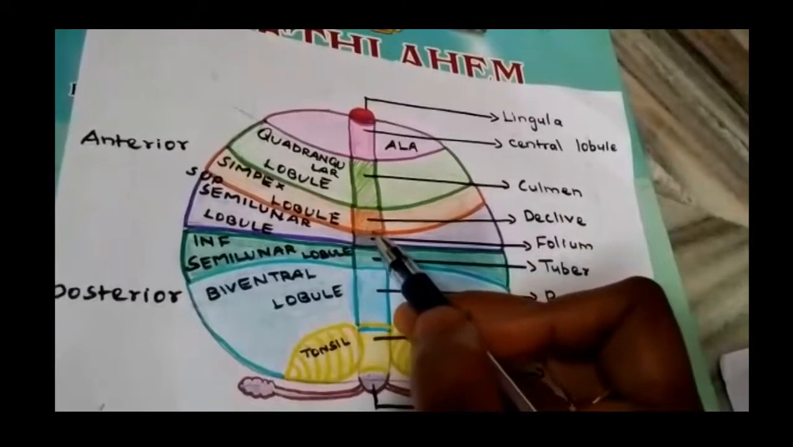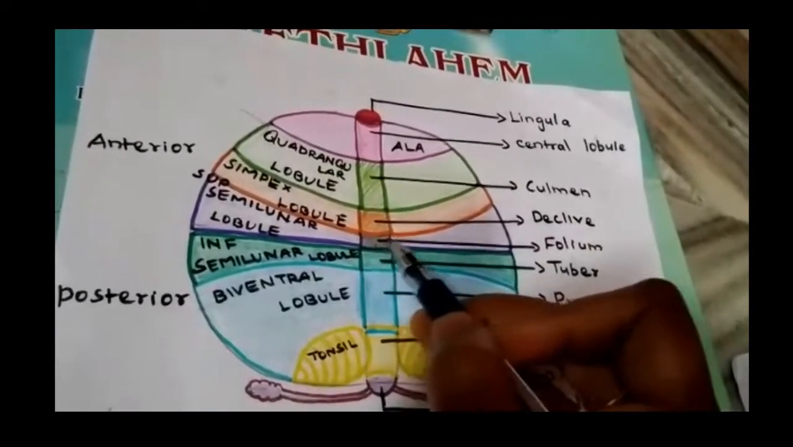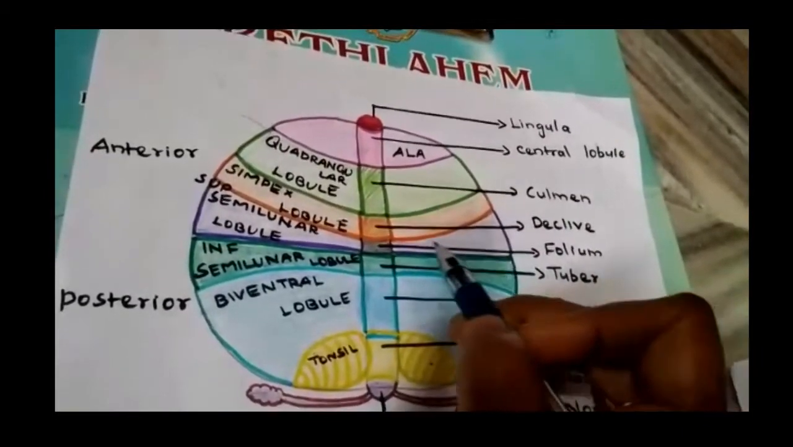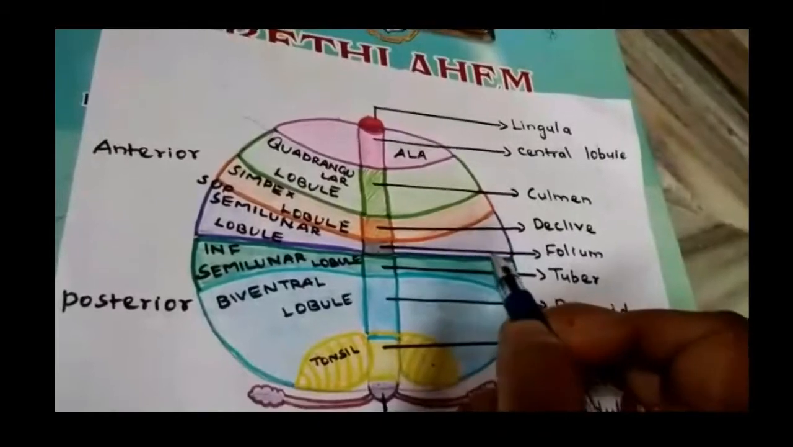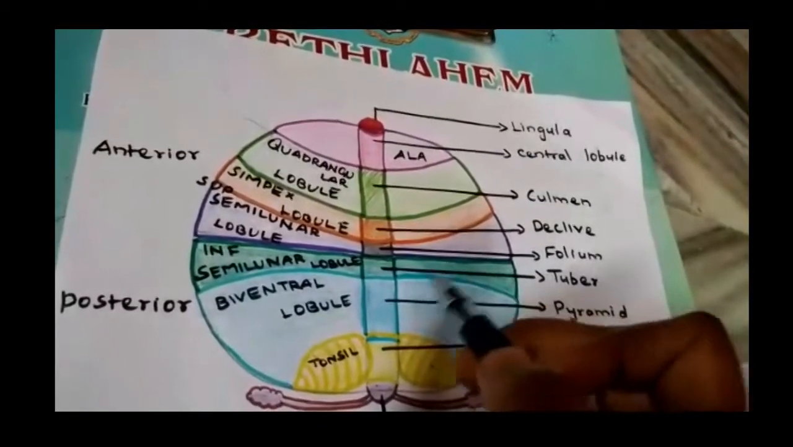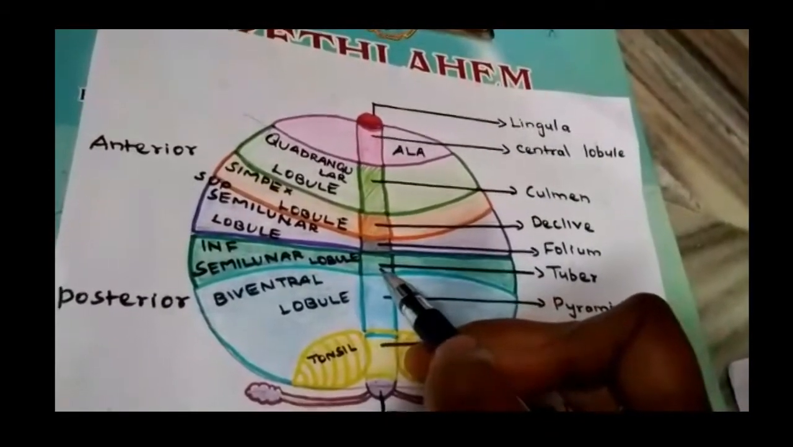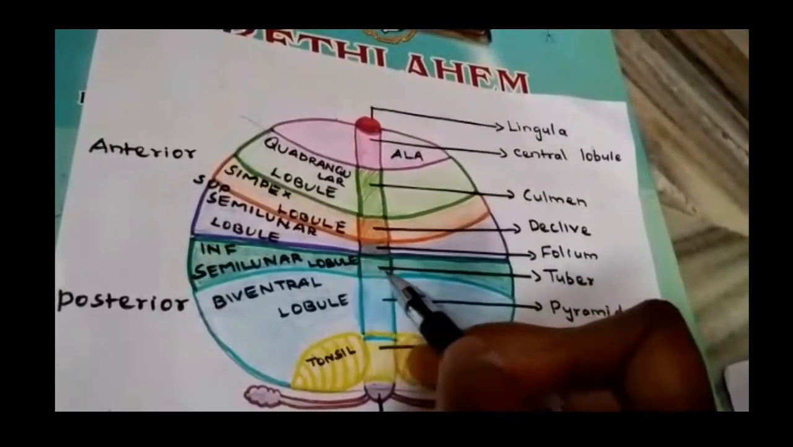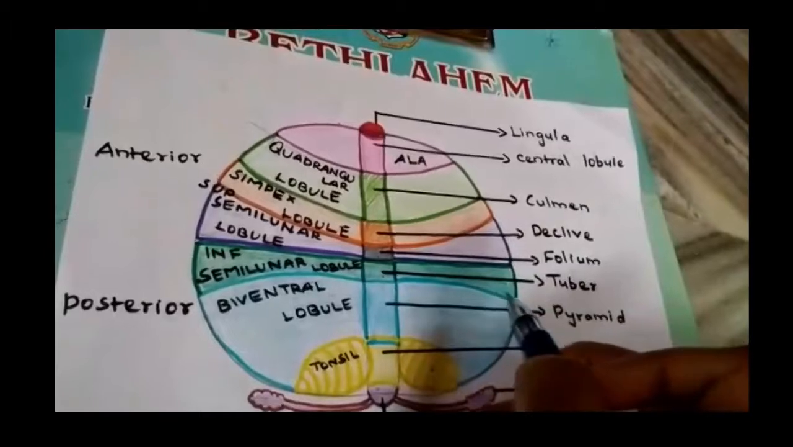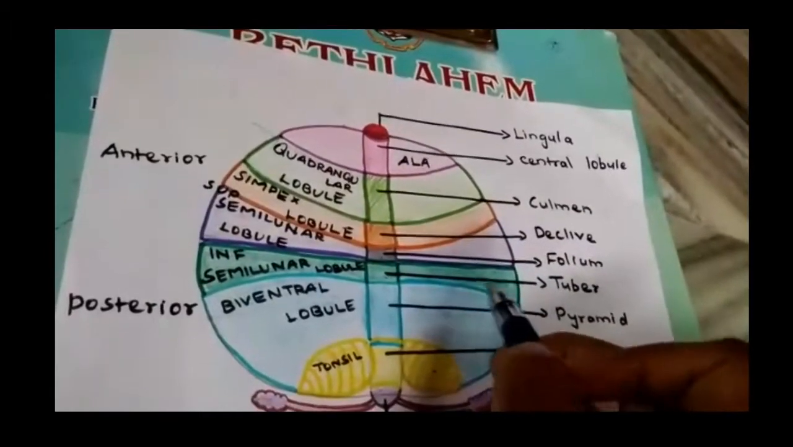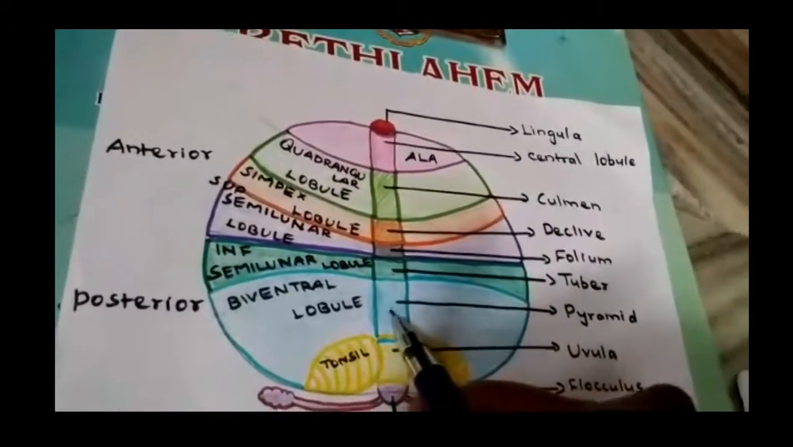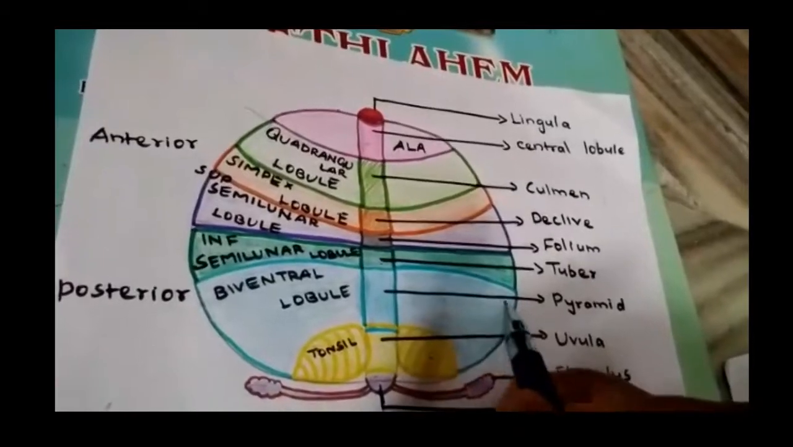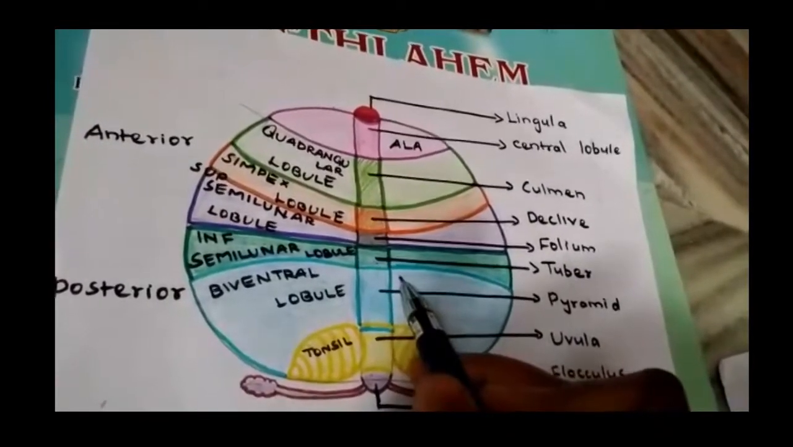Next is folium. Its lateral extension is known as the semilunar lobule, that is the superior semilunar lobule. Coming into the inferior surface, this vermis part is the tuber. Its lateral extension is the inferior semilunar lobule. Next is the pyramid. Its lateral extension is the biventral lobule.